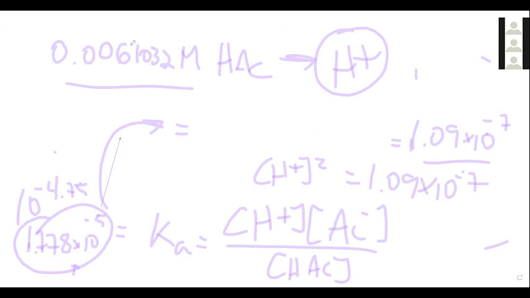1.1779 times 10 to the minus 14. No, you want the square root of that, not to square it.